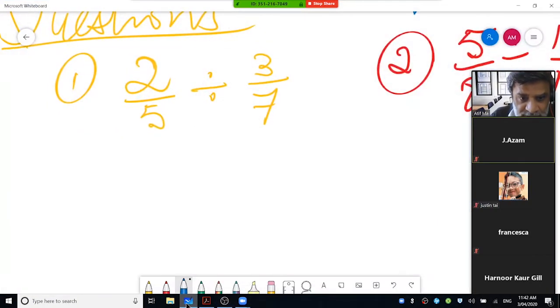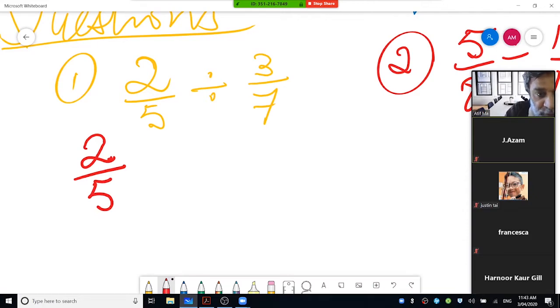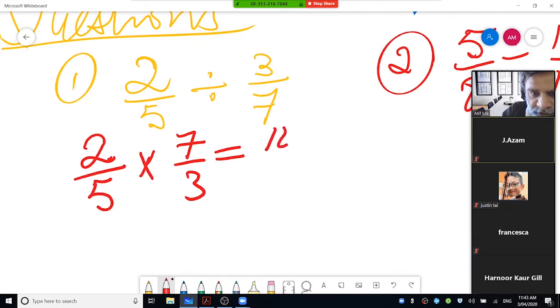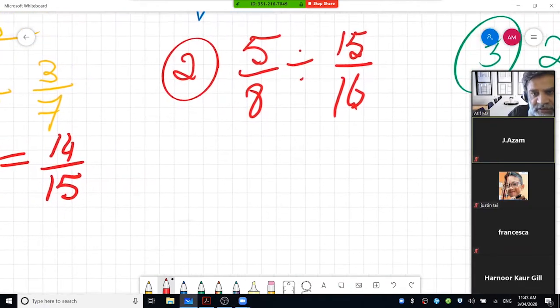So I go back and solve it so that everyone is clear about it. So it is 2 over 5, which we have. And we take the reciprocal of 3 over 7, so it becomes 7 over 3. And we change the sign of division into times, or multiplication. So this becomes 14 over 15. Very nice, very nice.